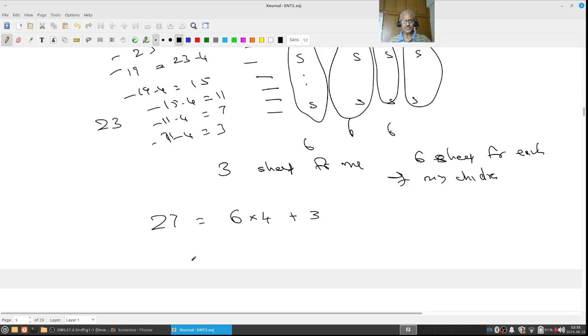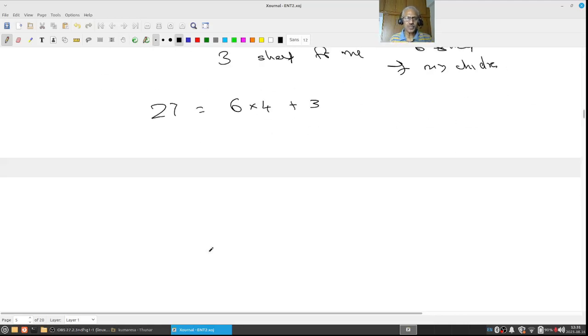Now, just because we know multiplication tables, etc. and long division, you would immediately say it, from your second or third standard: 27 divided by 4, 6 is the quotient, and 3 is the remainder. You understand? So this is what we want to prove.